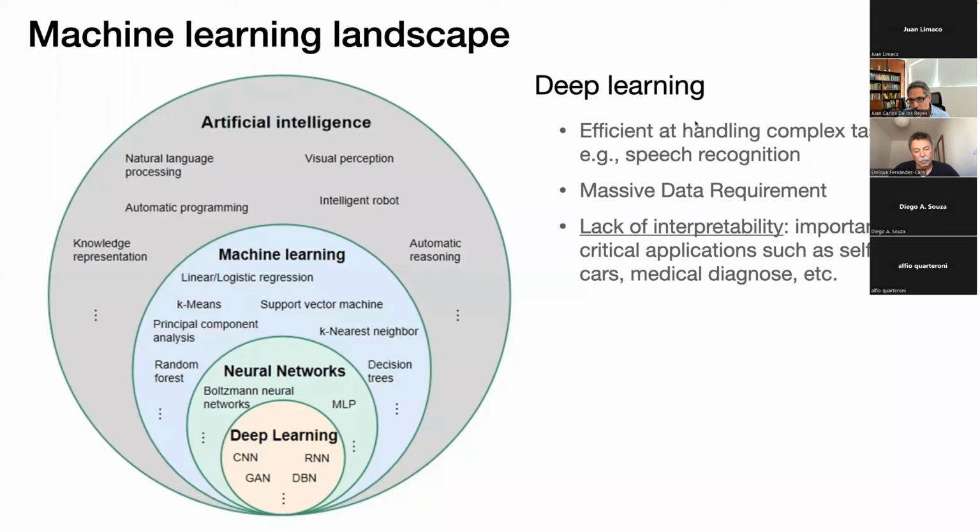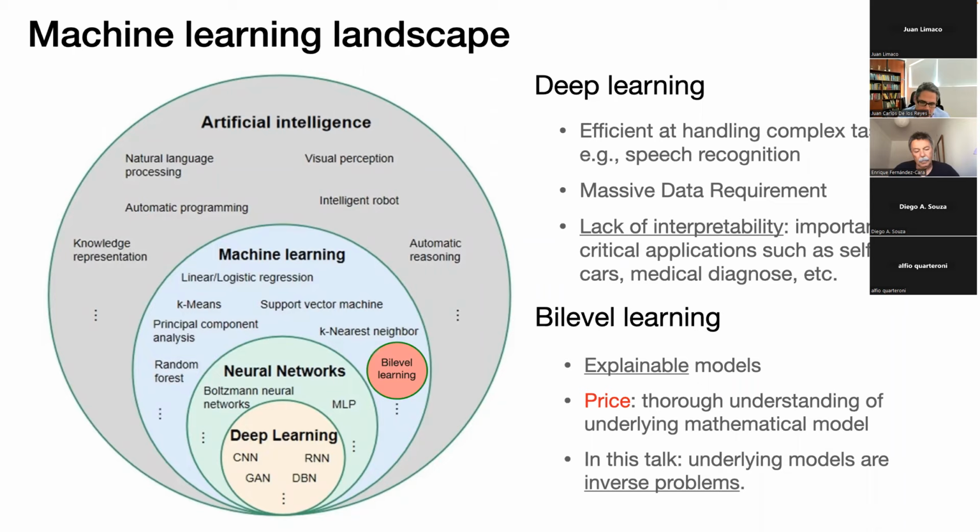So the idea of bilevel learning, and I will try to convince you of this, is that it is a topic in a field that lies in between what's happening with deep learning and what's happening with other machine learning techniques. The advantage of bilevel learning, as I will present, is that the models considered are explainable. And this explainability comes at a certain price. The price is that we have to investigate very thoughtfully the mathematical models involved in the phenomenon. In this talk specifically, the mathematical models are related to the so-called inverse problems that we consider.